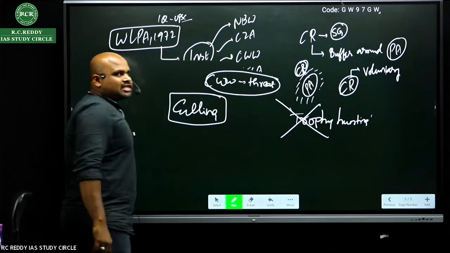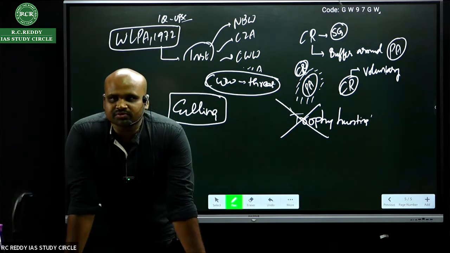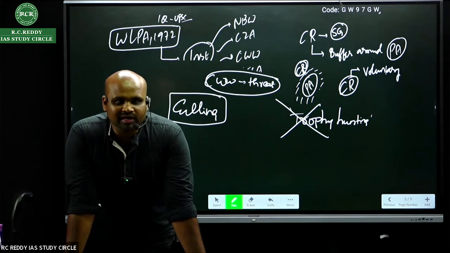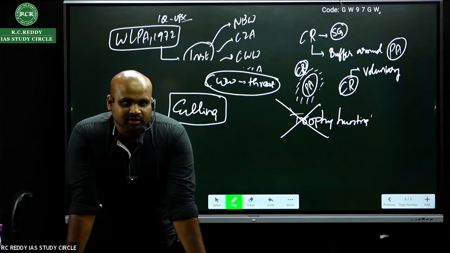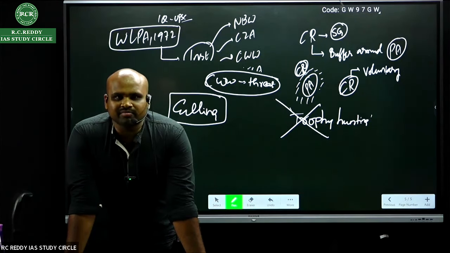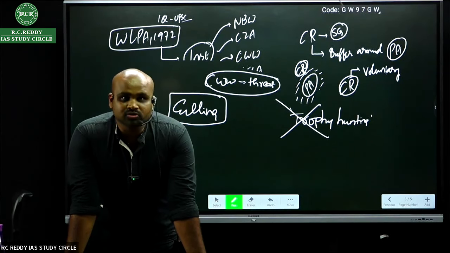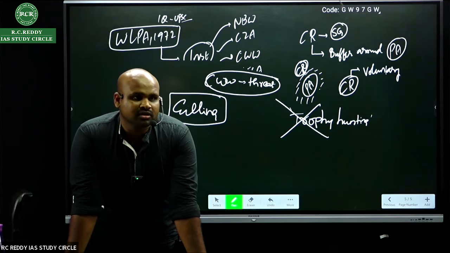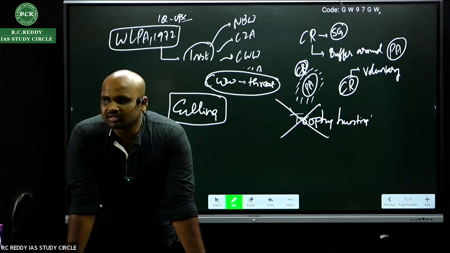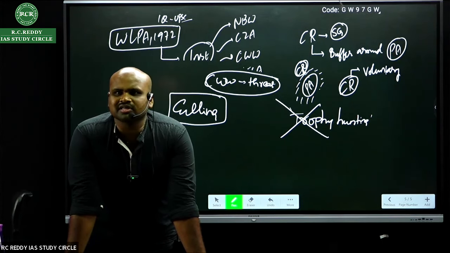This was the catch point that was asked in 2022. In 2022, there was one question which was asked with respect to killing according to the Wildlife Protection Act 1972. It was a three-statement based question. In the third statement, it said that an animal can be killed with the mere apprehension that it is acting as a threat. They used the words mere apprehension in the third statement of that particular question. Just because it is derived out of an apprehension.